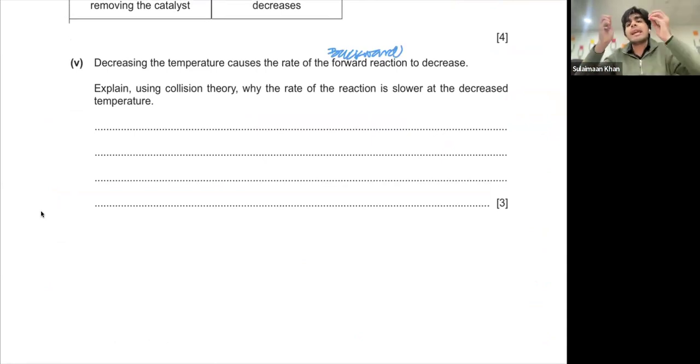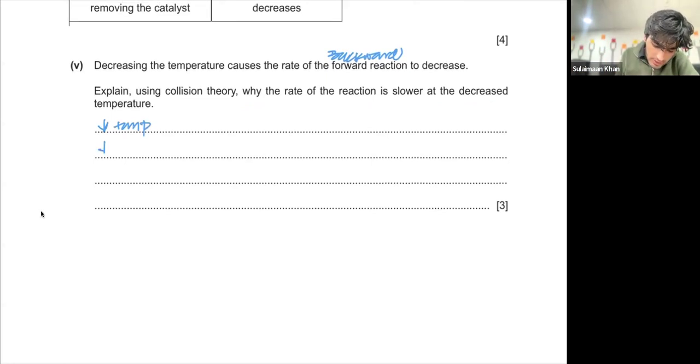It would be the same thing, because pressure and rate are a different story. They're all linked to collision theory. They do not care whether it's forward reaction or backward reaction. If you're decreasing the temperature, the rate is going to decrease. Why? Because decreasing the temperature, and I believe that's the question, right? So why is the rate slower when you decrease it?